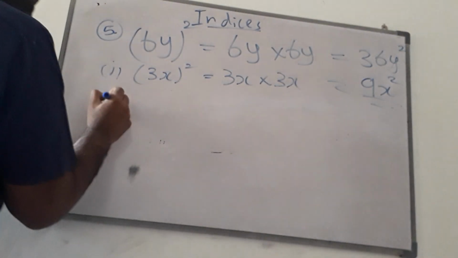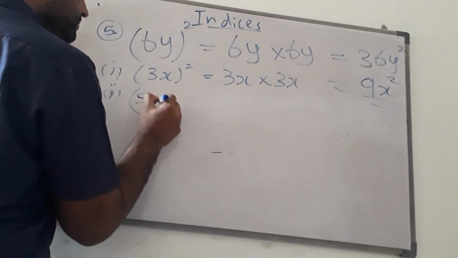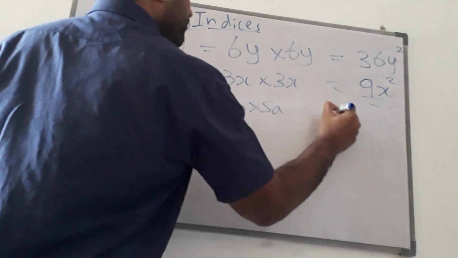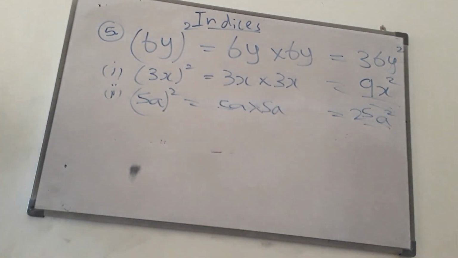Suppose a question like this, second part. That is also the same way. 5a squared altogether. This means 5a times 5a. 5 times 5 means 25. A squared. A times a is a squared.